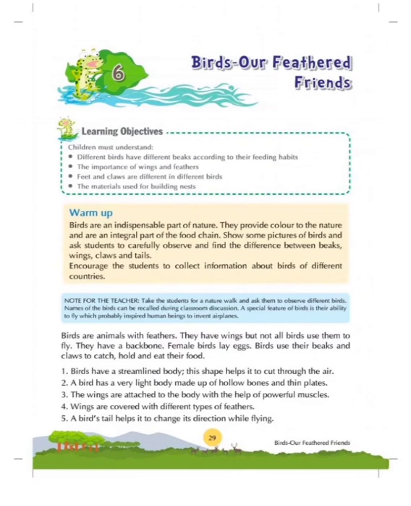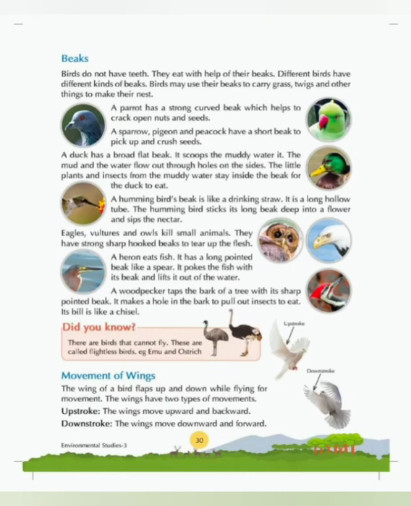Let's move on. Beaks. Birds do not have teeth. They eat with the help of their beaks. Different birds have different kinds of beaks. Birds may use their beaks to carry grass, twigs, and other things to make their nest. So, this is the function of the beak. It is used for picking up things, for eating, and for making their nest. They do not have teeth. This is a very important point, children.